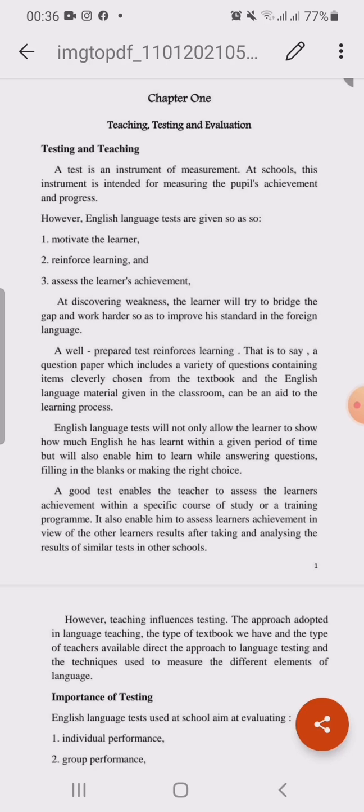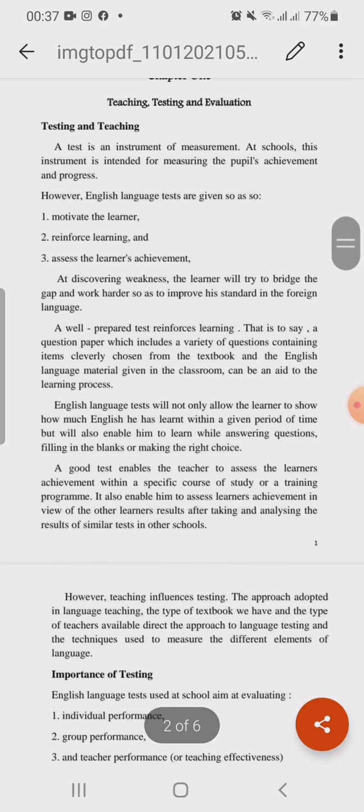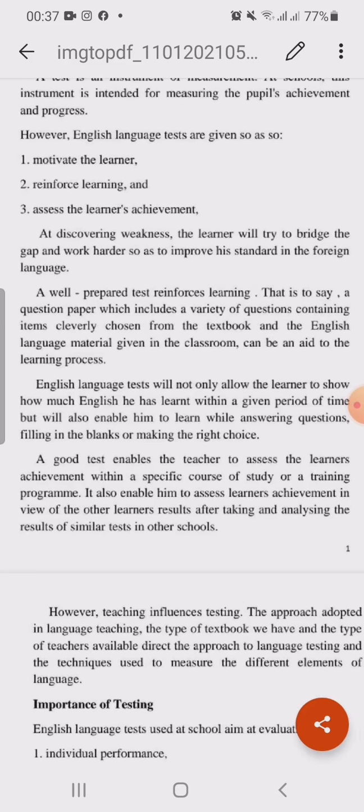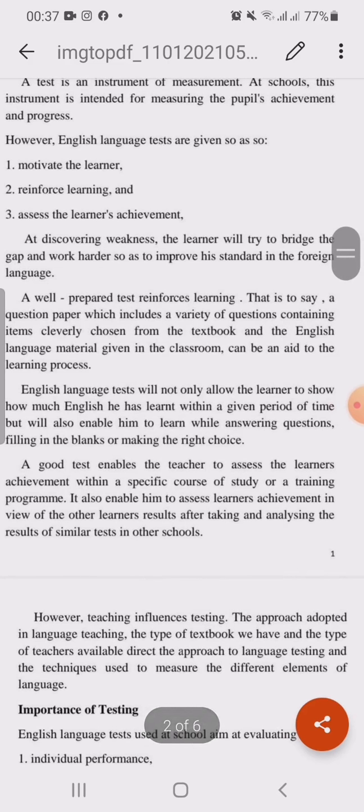However, على أي حال English language tests are given so as number 1. The purpose of these tests are motivate the learner أي تحفيز المتعلم، reinforce learning أي تعزيز التعلم، and assess the learner's achievement أي تقييم تحصيل الطلبة.